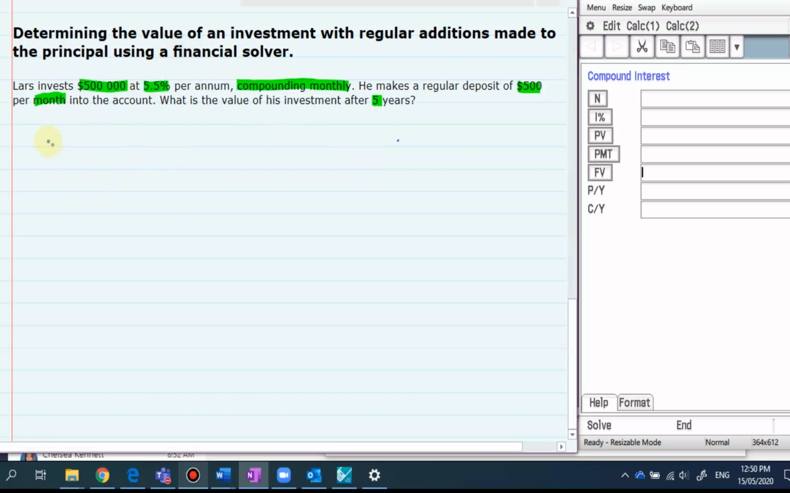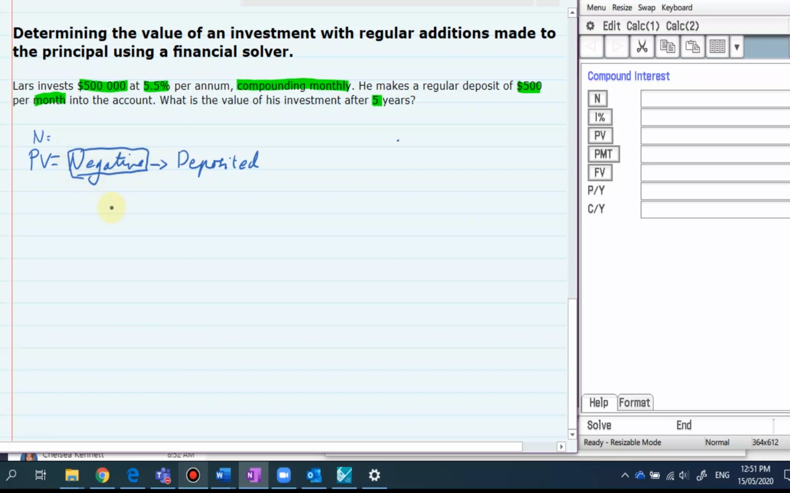So we're going to put in the term into N, so how long it's going to be in the bank for. A couple of key things. The present value in this instance is going to be a negative. Okay, it's important we acknowledge that because Lars has deposited money into the bank. It's come out of his pocket, theoretically, and it's going into the bank. So it's a negative. Really important to get that one right.